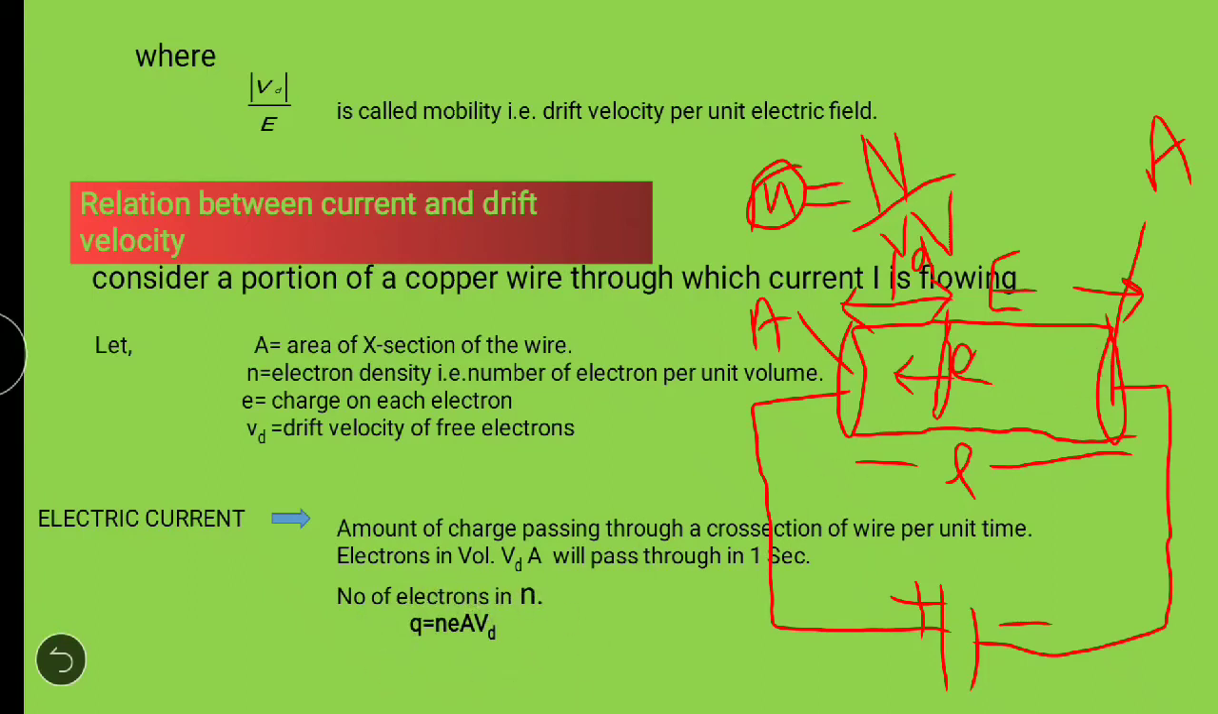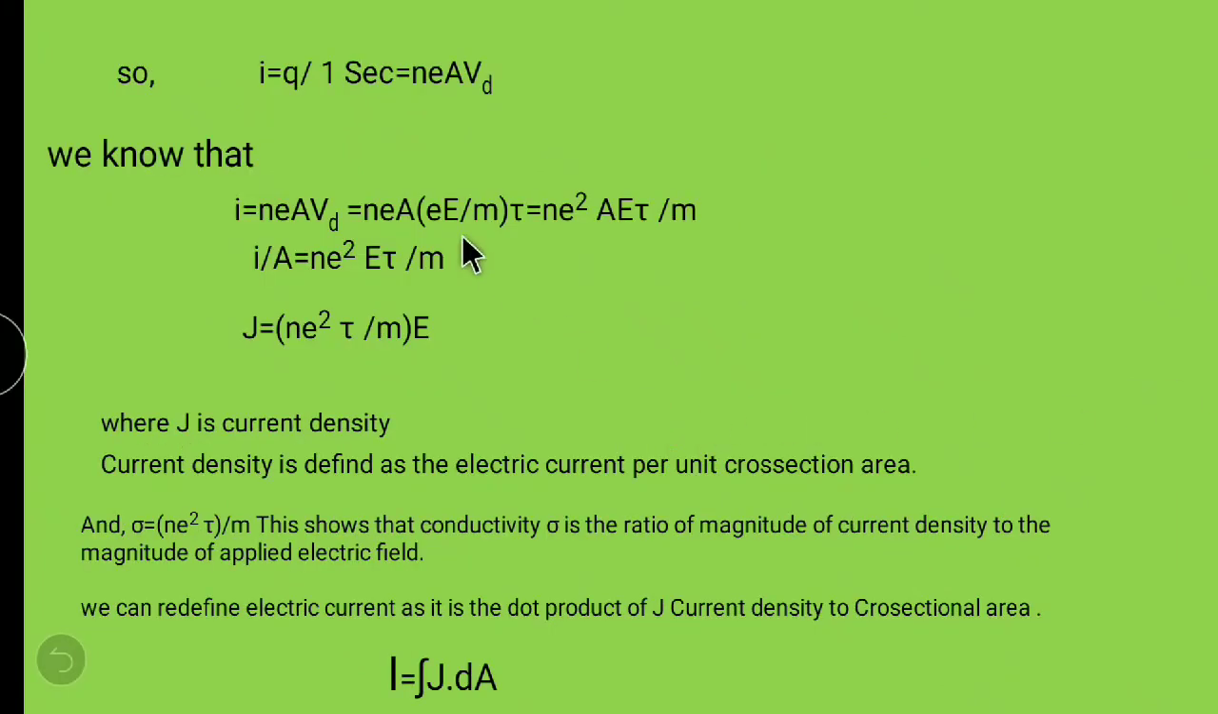See here students, I is equal to Q upon t. T I have mentioned is 1 second, unit time. Q we have found out is nEAVd. So nEAVd upon 1 is equal to nEAVd. So I is equal to nEAVd. So this is the relation between drift velocity and electric current. Students, we know that I is equal to nEAVd.